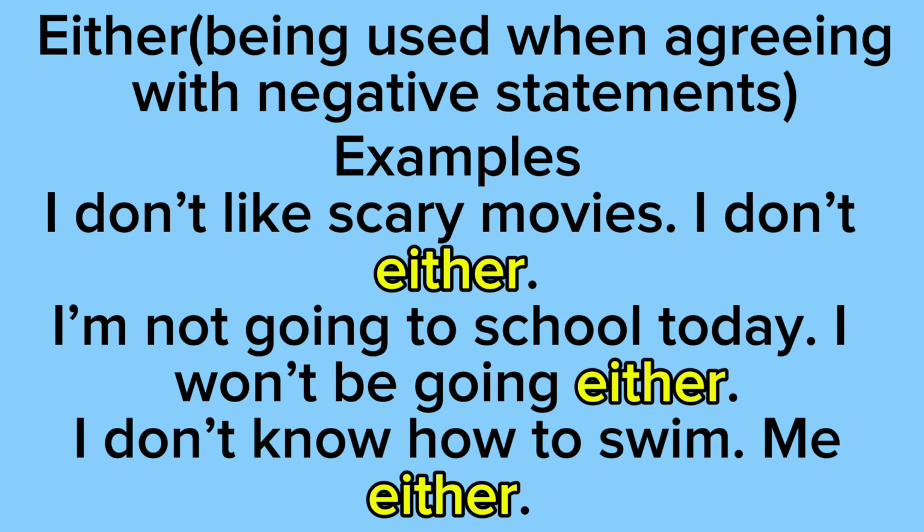Our second example says, I'm not going to school today. And one would respond with, I won't be going either. This is someone agreeing with the negative statement, I'm not going to school today. And our third example says, I don't know how to swim, and one would respond with, me either. So this is someone agreeing with the negative statement, I don't know how to swim.